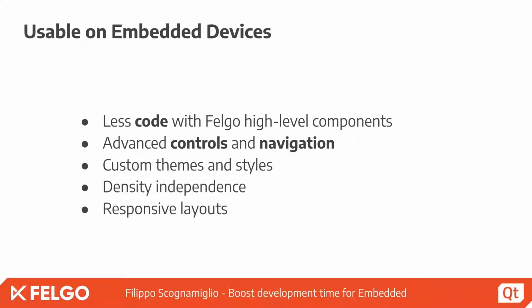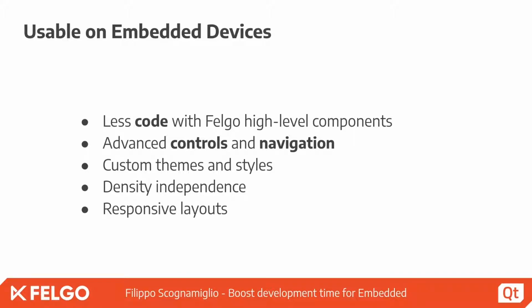For starters, all these components are usable on your embedded devices. So you can have a native styling on mobile platforms or desktop, but you can also have custom styling if you want to customize using the Felgo themes. So on average, an application written with Felgo is going to have fewer lines of code compared to standard Qt because the components are higher level, so it takes fewer components to specify more advanced UI infrastructure.